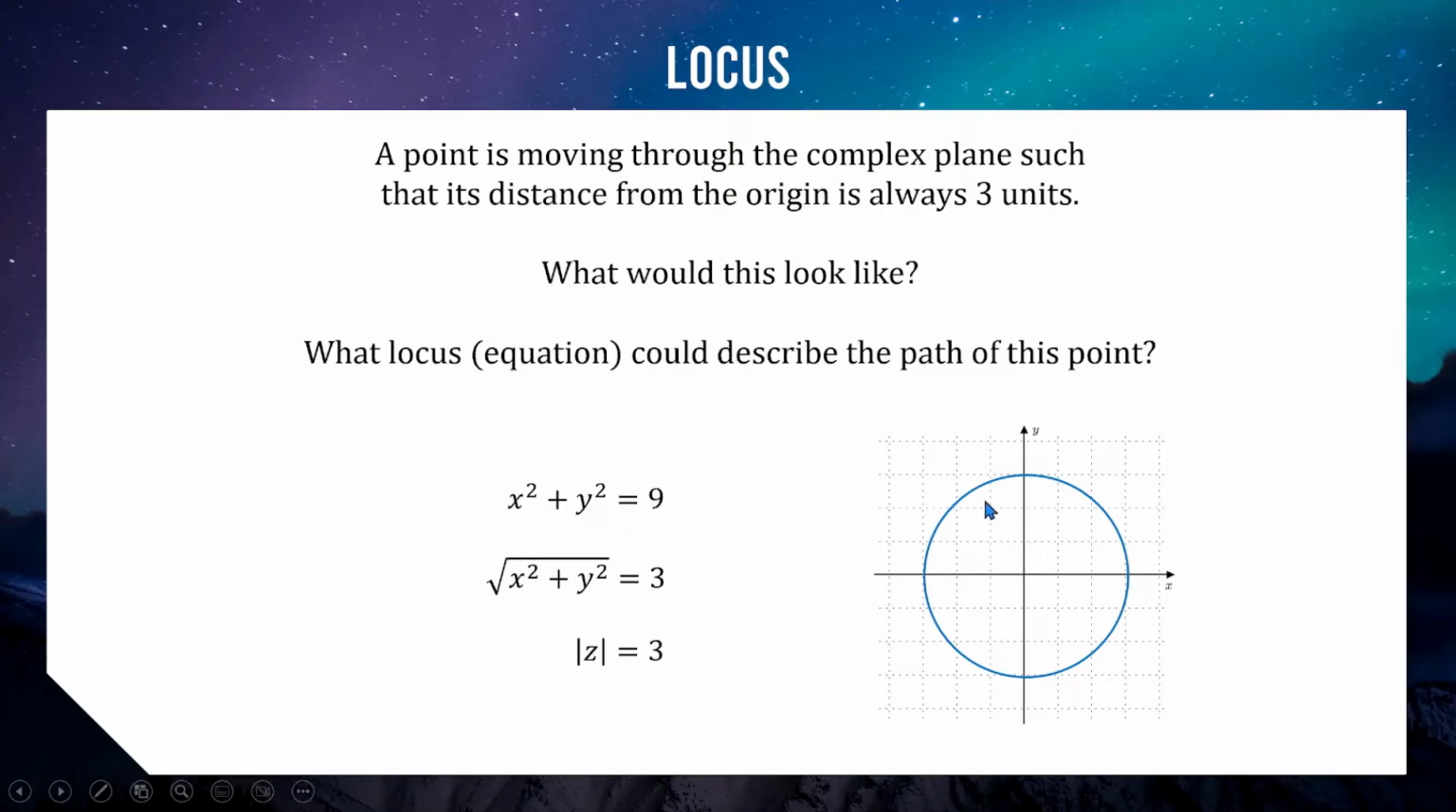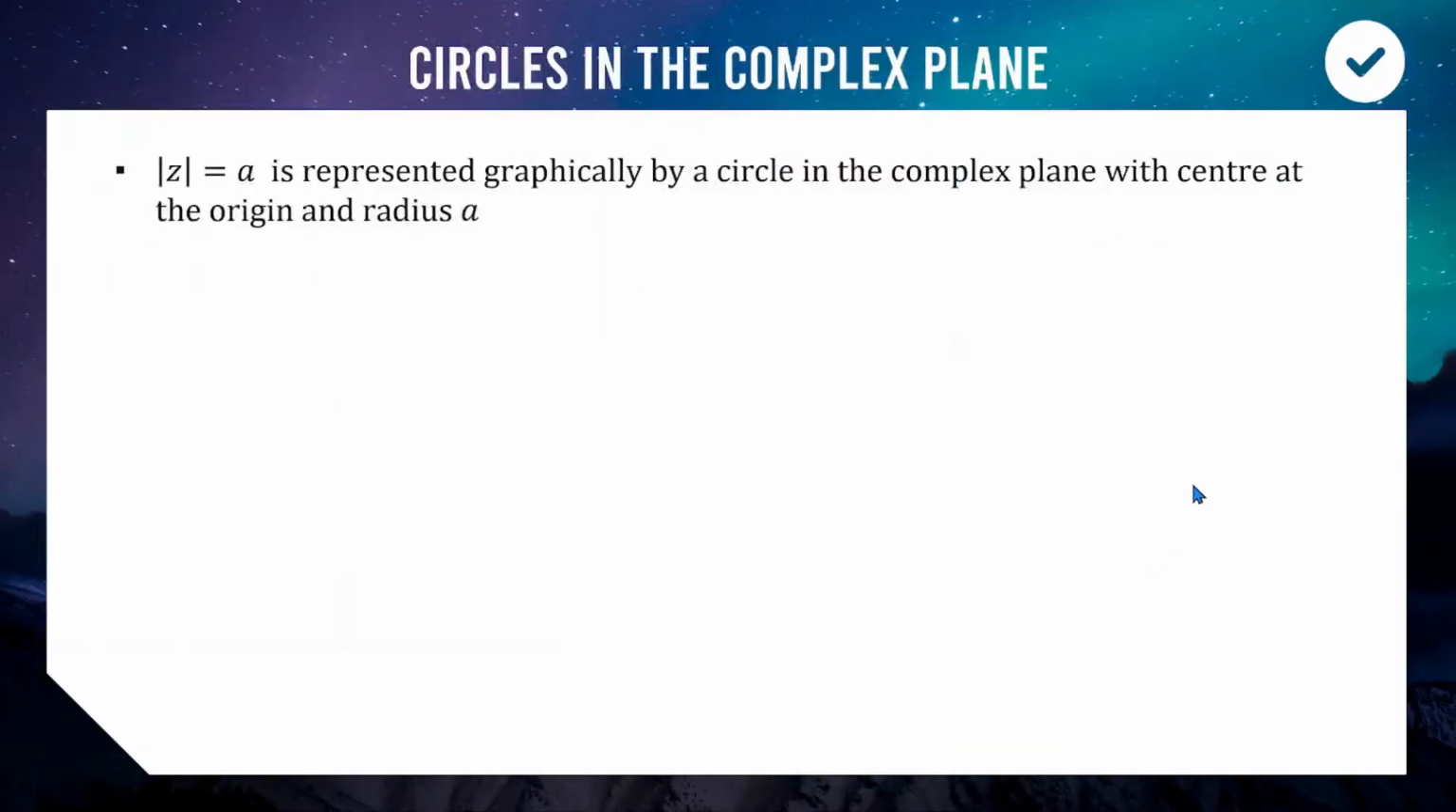Okay, so we may have thought of this curve in terms of x squared plus y squared equals 9 previously. Now using our knowledge of complex numbers, we can also describe this as modulus of z equal to 3. Okay, so the picture of this equation is a circle. Okay, so modulus of z equal to a number is going to be represented graphically by a circle in the complex plane with a radius of a, because we are always a units from the center of the complex plane.